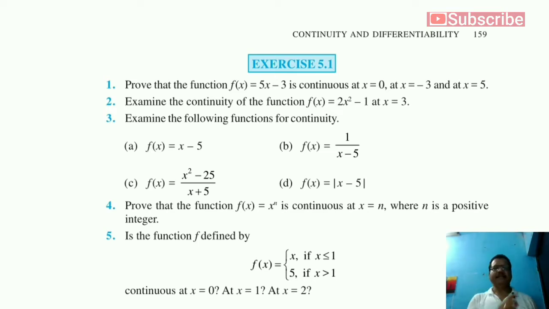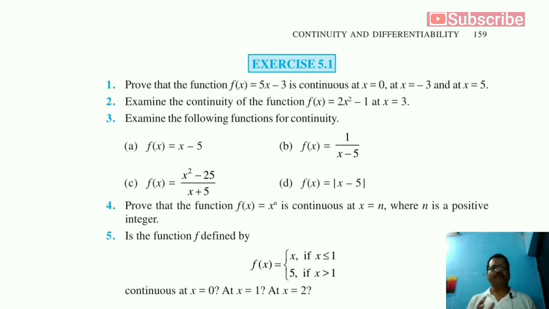Okay, and then the second question is also a similar one. The third question, where no points or intervals are given, only the definitions of the functions are given. So examine the following functions for continuity, and that means we have to check in the domain, isn't it? So that is the second kind of question.